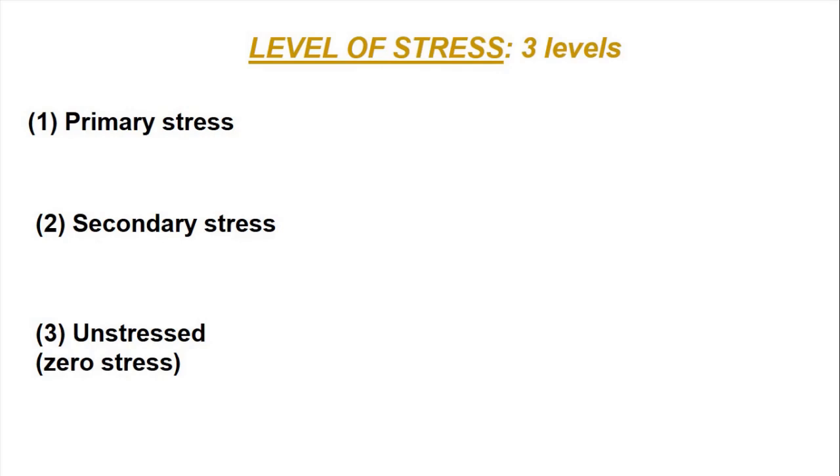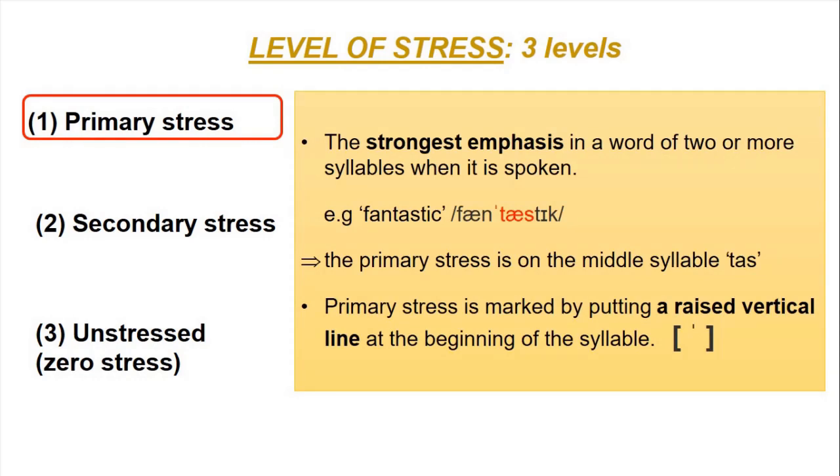The first one is primary stress. It is the strongest emphasis in a word of 2 or more syllables when it is spoken. For example, when you say the word "fantastic," the primary stress is on the middle syllable "tas." Primary stress is marked by putting a raised vertical line at the beginning of the syllable.